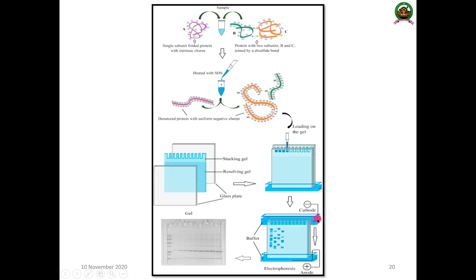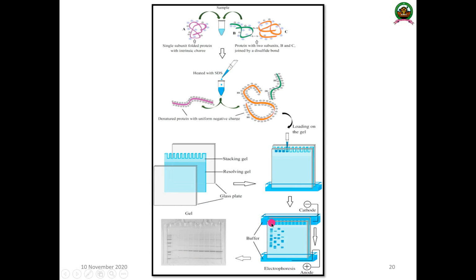The cathode is touched with the buffer, the anode is also touched with the buffer, and here you will have a plug-in, that is the cathode, with negative charge, and you have another plug-in, the anode, with positive charge, and this will be connected to the power supply. When current passes, what will happen? The proteins start migrating depending upon the migration distance.